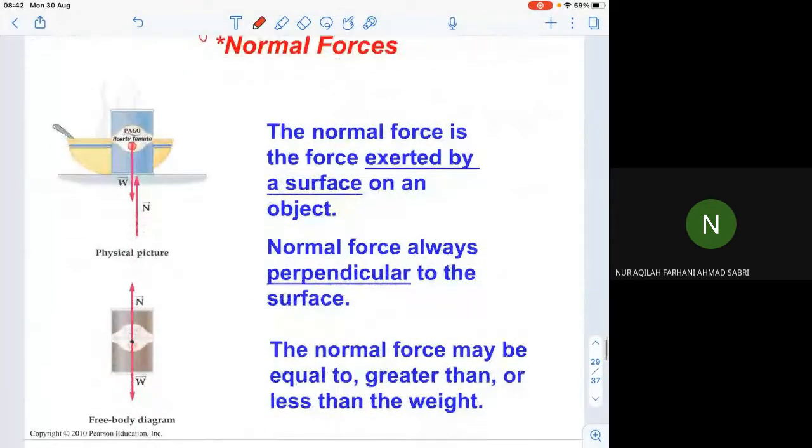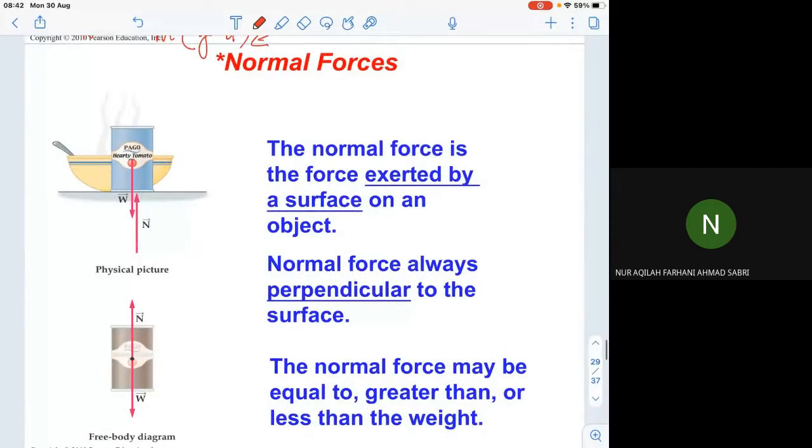So this is the normal force. The normal force is the force exerted by a surface on an object. The normal force is always perpendicular to the surface. In this case, you can see the W is going downwards, and N we can put here in the free body diagram, on the parallel line with the weight.